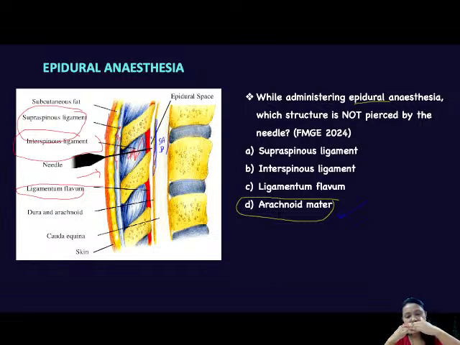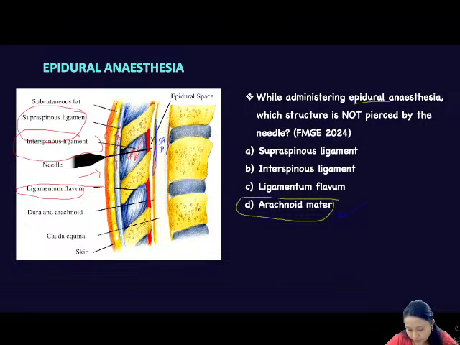So from outside to inside, whenever a needle enters, there will be skin, the superficial fascia, a ligament, that is supraspinous, interspinous, ligamentum flavum. Then you will get the epidural space. After the epidural space, you will get the dura mater. Then you will get the subdural space. After the subdural space, you will get the arachnoid mater, and then the subarachnoid space. In the subarachnoid space, we do the lumbar puncture. Lumbar puncture is done in the subarachnoid space.